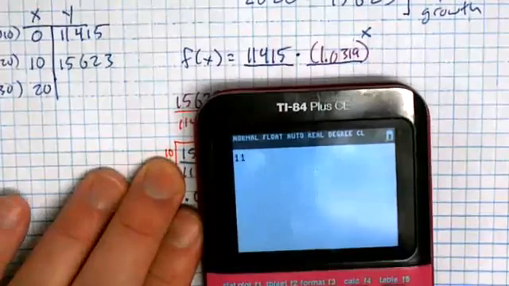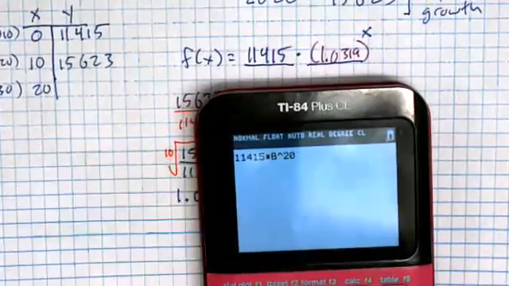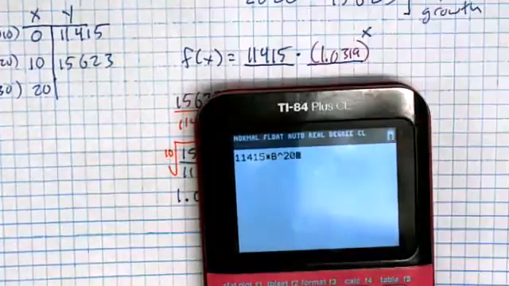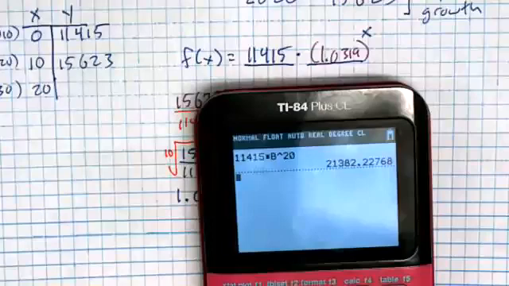So, 11,415 times, and I'm using B to the 20th power because I've already stowed a much more precise version of 1.0319 in place of B. And according to our model, we should be looking at about 21,000 people here. That's only in like 4 years. No, that's only in like 7 years. 4 years. I get a little ahead of myself.